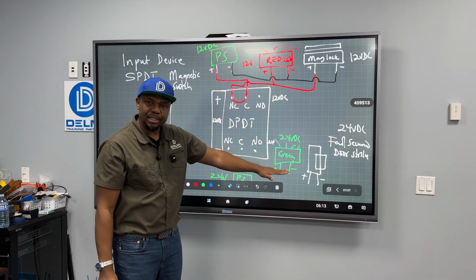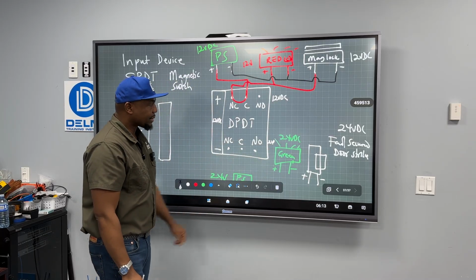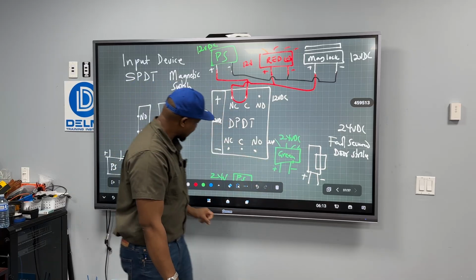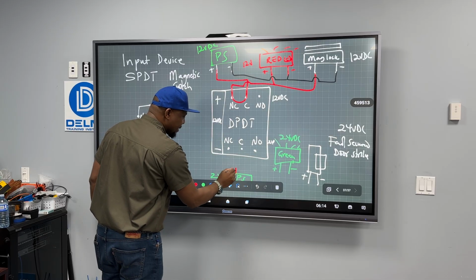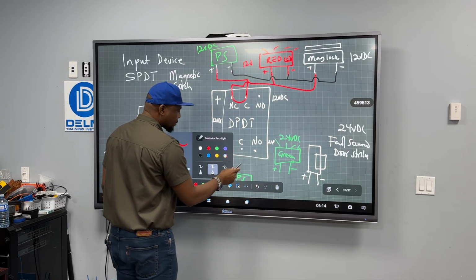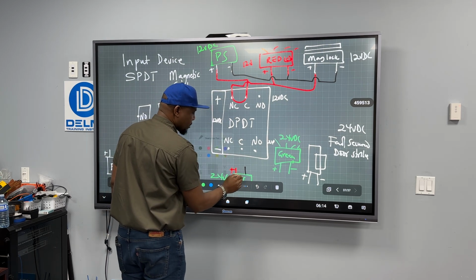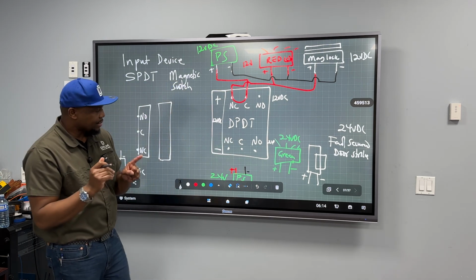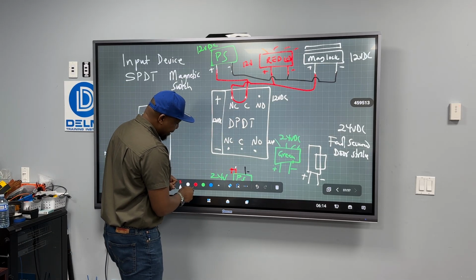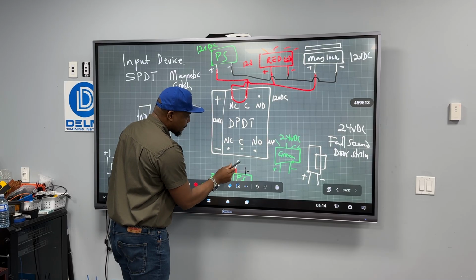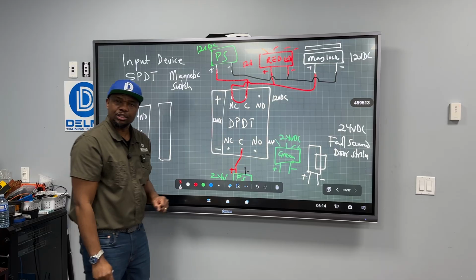Now let's look at this one as well. This is 12 volts, that is 12 volts. Sorry, that is 24 volts, this is 24 volts. So I need a 24 volt power supply, and this is going to be the plus, and this is going to be the minus. So now let's look at it. Again, I'm going to take the positive from here and send it to the common.